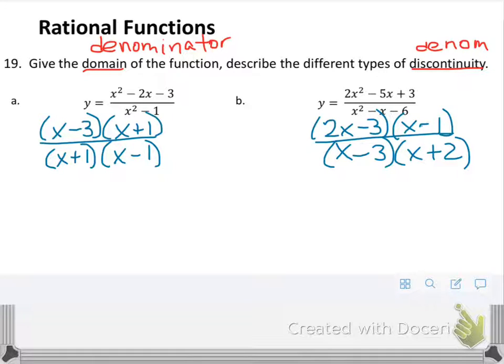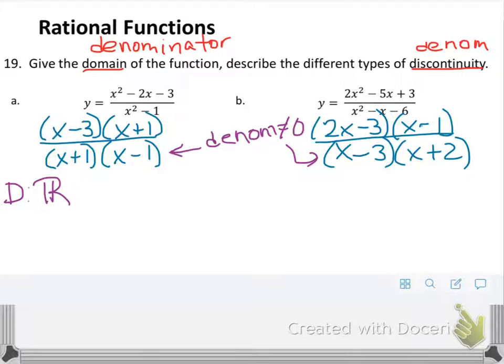And you always want it in factored form in order to determine your domain and your discontinuity points. So the domain of the function is, rational functions are always going to be all real numbers, except what would turn the denominator into 0. So remember that the denominator cannot equal 0. Whatever number we put in for x cannot create a 0 as a factor.